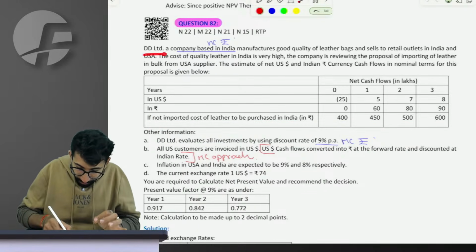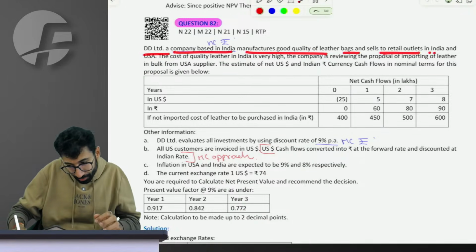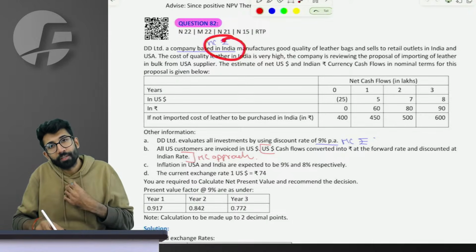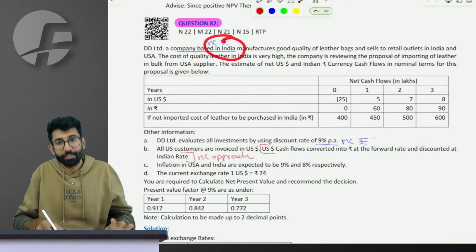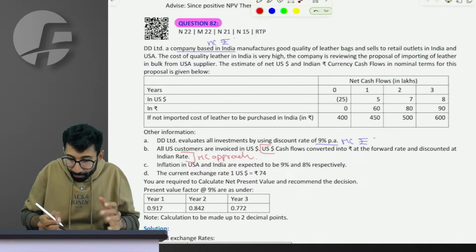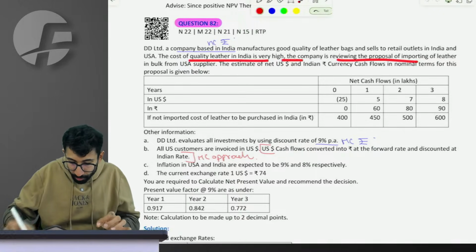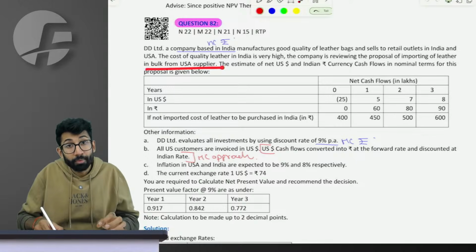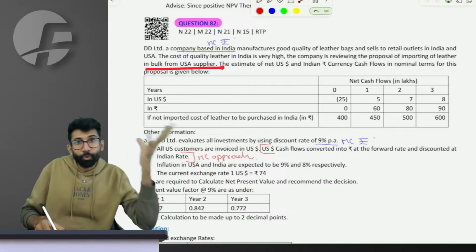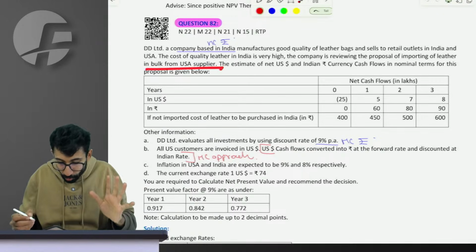So let me proceed. DD Limited, a company based in India, manufactures good quality leather bags and sells to retail outlets in India and USA. Sir, I'm an Indian company. My home currency is rupee, which means ultimately the NPV and all the inflows and outflows finally have to be in rupee. Cost of leather in India is very high. Company is reviewing a proposal to import in bulk from a US supplier. So I am planning now to import the leather from US, manufacture it in India and sell to India and US both.